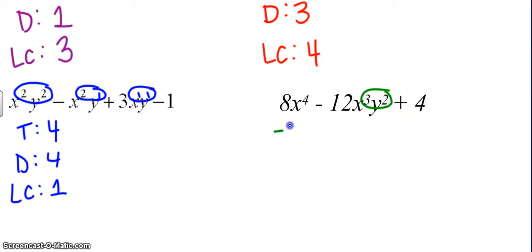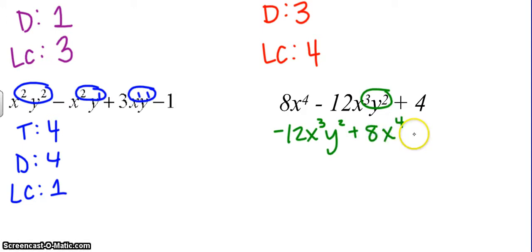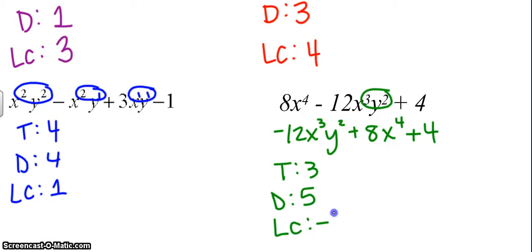So I'm going to first rewrite this just so that it's a little bit easier to read all the different pieces. You do not have to. If you can remember that your leading coefficient doesn't have to be the first thing written, then you're in good shape. But we'll say that we have 3 terms. The degree is going to be 5, and our leading coefficient will be negative 12.